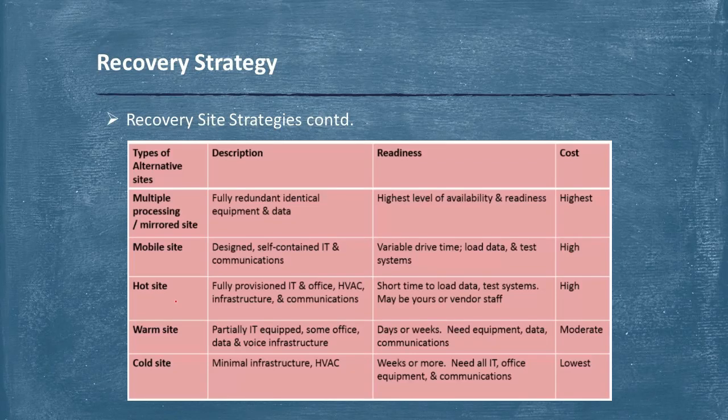Then the next type of site is hot site. This is again, the cost is high. Fully provisioned IT and office, HVAC infrastructure and communications readily available at a hot site. Short time to load data and test systems. Maybe you can do it on yourself. The cost is high. Then the order becomes from the highest expensive to the lowest expensive.